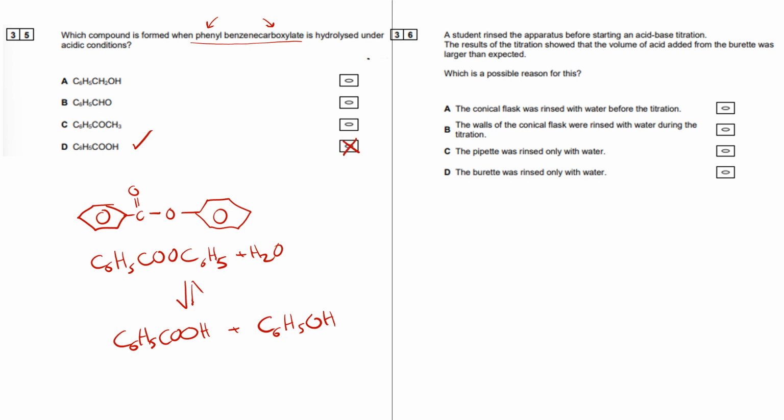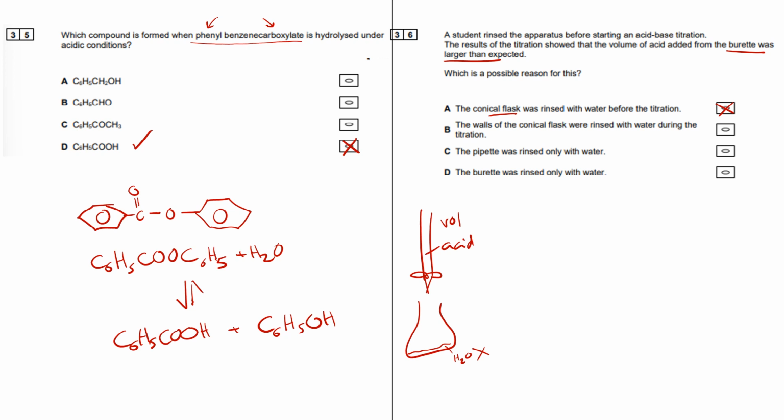Question 36. A student rinsed the apparatus before starting an acid-base titration. The results of a titration showed that the volume of acid from the burette was larger than expected. So we're adding too much acid from the burette, more than we'd expect. So here's my burette, I've got acid in there. Why is the volume too large? So go through the statements. The conical flask was rinsed with water before the titration. Well, even if you add a little bit of water in here, you're still going to have the same moles of alkali, and therefore you're going to have the same moles of acid being added. So rinsing the conical flask with water at any point will not affect the titer.